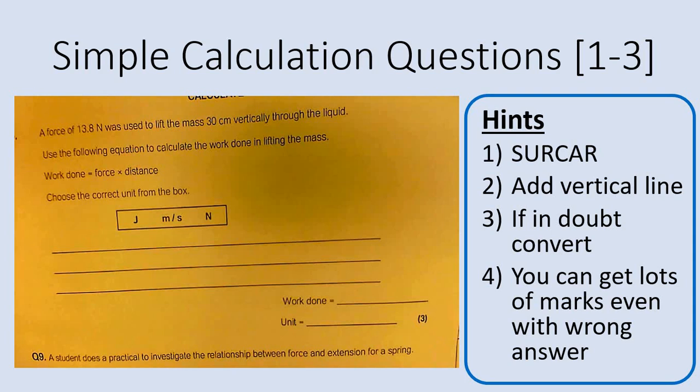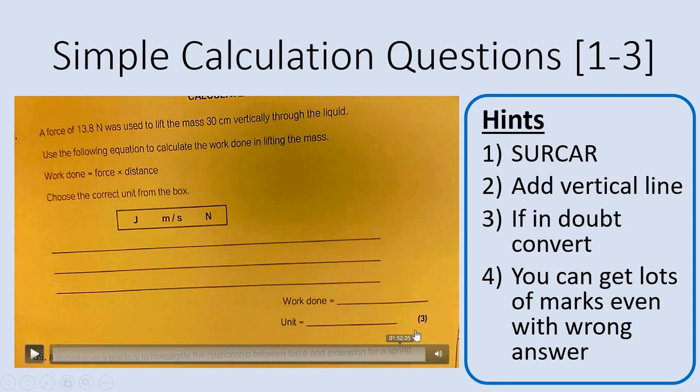Okay, so this question uses CIRCAR. So we've got some calculation questions. You'll notice here that I always add a vertical line down the right hand side. So we're using CIRCAR. Add a vertical line down here for all my calculation questions. And if I'm in any doubt at all, I'll always convert, even if I decide not to use the converted value. And remember, by following this method, with this 3-mark question, it's possible to get 2 marks and actually have an incorrect answer.